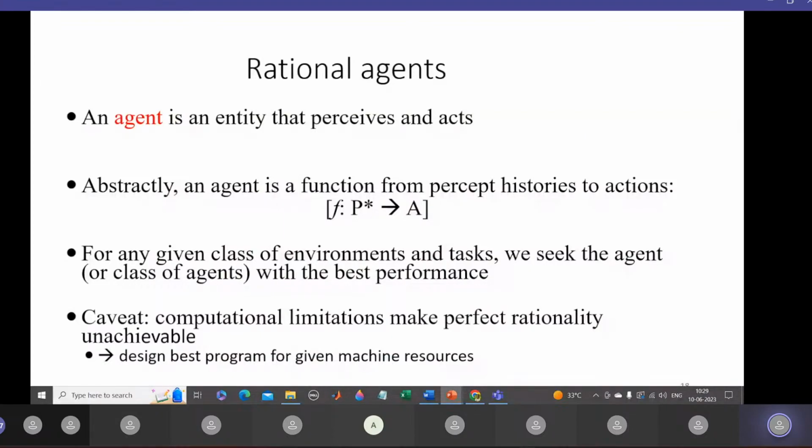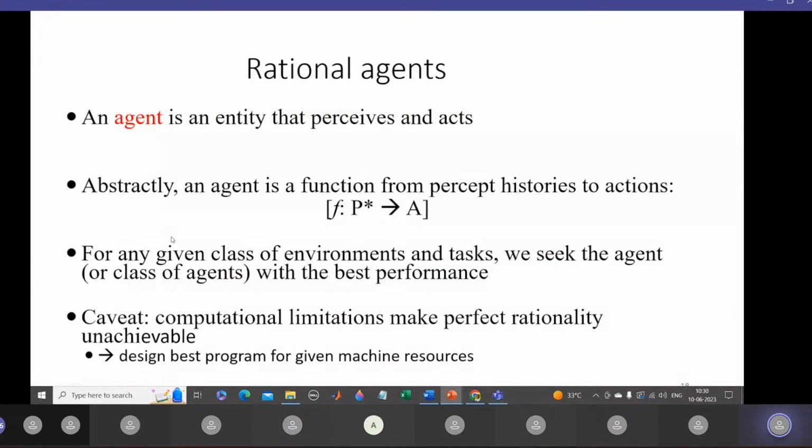What do you mean by the term entity? When you say entity, it's a real world object. You can describe something about that. So an entity is going to perceive and act. In some angle, it will be thinking and it will be acting accordingly. An agent is a function from percept histories to action. Whatever it has perceived, it is going to act.